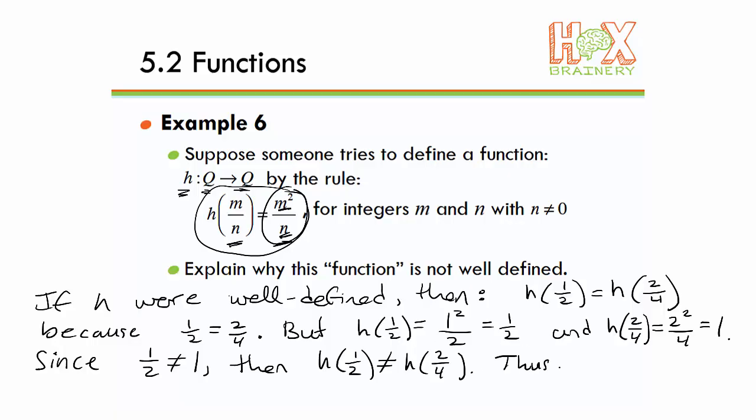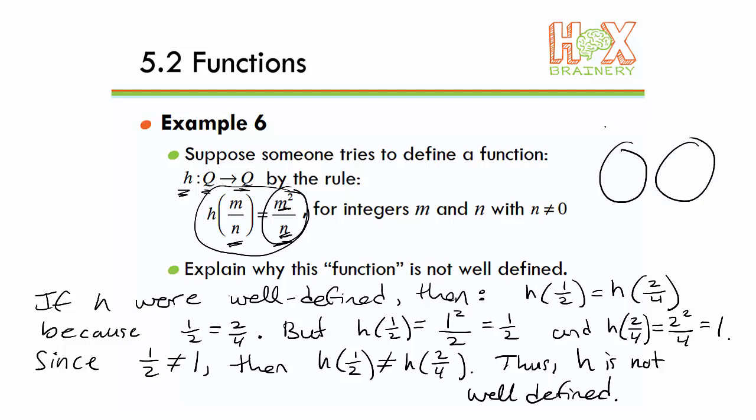Thus, h is not well defined. It's like if you were doing some type of arrow diagram. So we have a Q here, we have Q, you have H, right? Basically, you have a 1/2, which is your 2/4, and it's going to map to a 1/2 and a 1. That's what's happening. So you have basically the same element X in the domain that's mapping to two different elements.